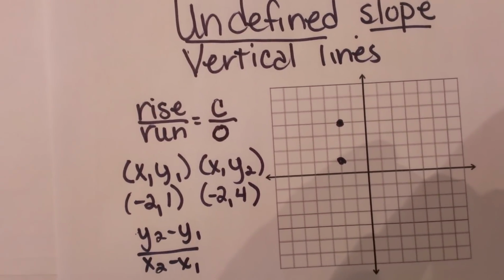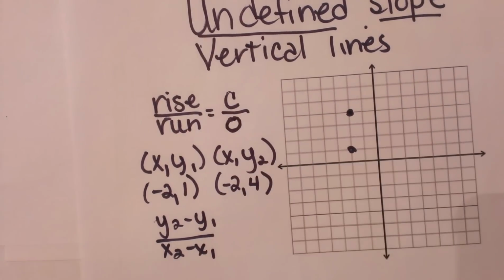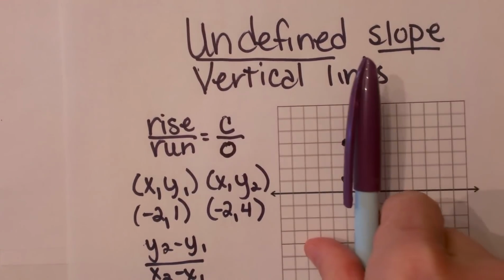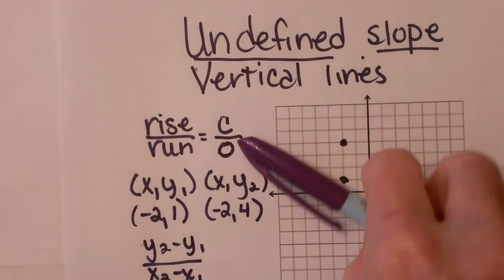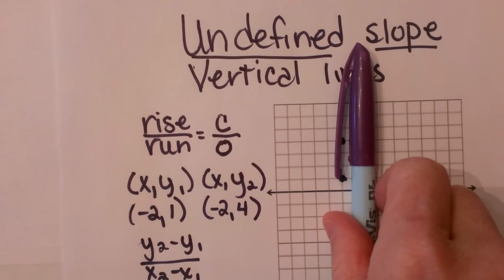Hi, today we're going to look at undefined slope. An undefined slope is associated with vertical lines, and a vertical line is a line that goes up and down, not left to right. A vertical line is up and down. So it has a couple features.